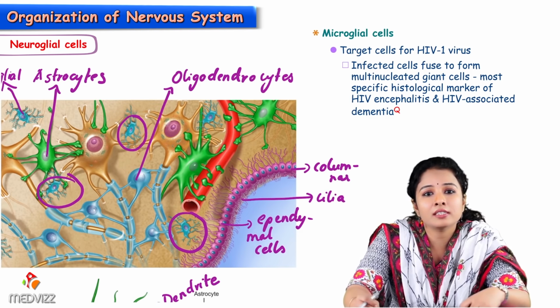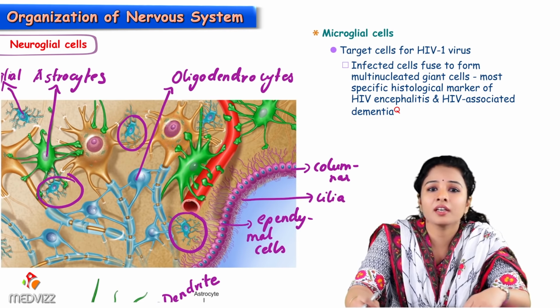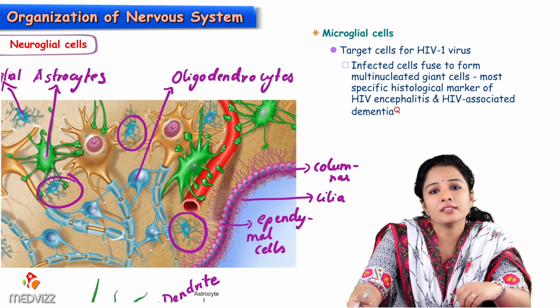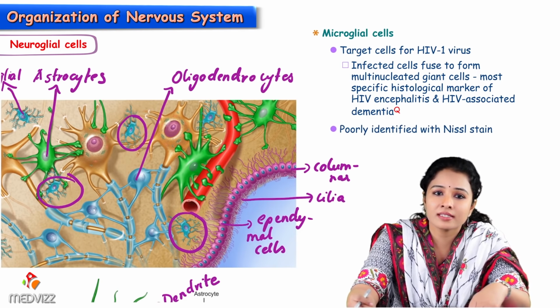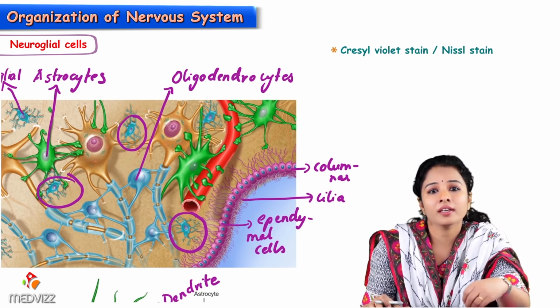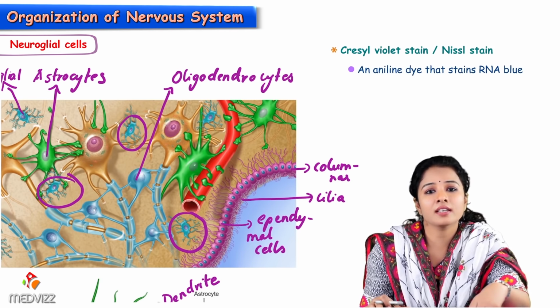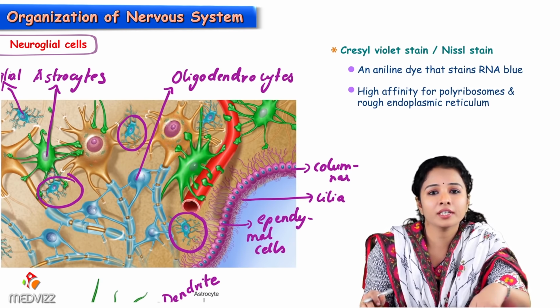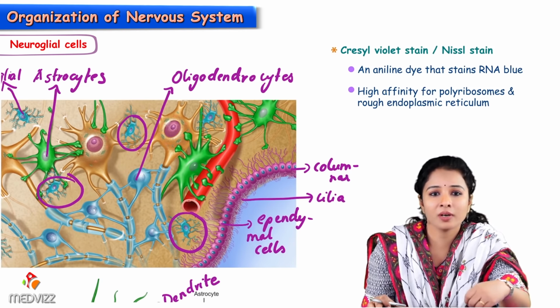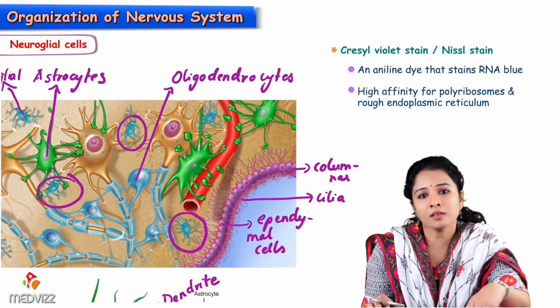Means the infected cells fuse to form the multinucleated giant cells, which are a more specific histological marker of HIV encephalitis and HIV associated dementia. Microglial cells are poorly identified with Nissl stain. So, Nissl stain, we already heard about it in the neurons, where it is a cresyl violet stain, an aniline dye which stains the RNA blue and has affinity for polyribosomes and rough endoplasmic reticulum present in the cytoplasm, called Nissl substance and Nissl bodies.